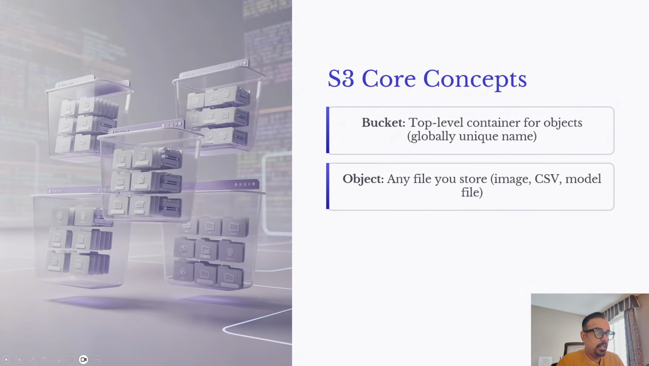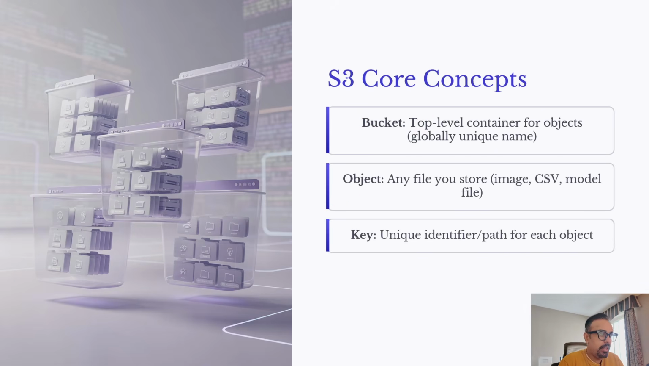An object is a file you store in the S3 bucket that I just discussed as your top level. So first we create a bucket, then inside the bucket come objects. It could be a JPEG file, a CSV dataset, a video file, or a trained machine learning model too. S3 treats all files as objects regardless of their type.